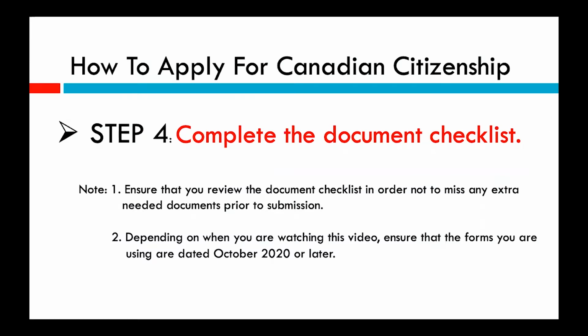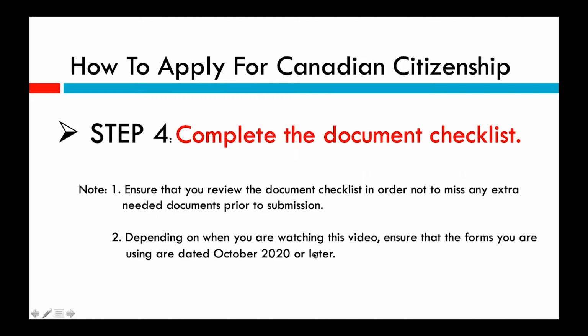Come to the final step on how to apply for your Canadian citizenship, step 4. In this step, we're going to complete the document checklist. Things to remember: ensure that you review the document checklist in order not to miss any extra needed documents prior to submission. And this is also important, depending on when you are watching this video, ensure that the forms you're using are dated October 2020 or later.